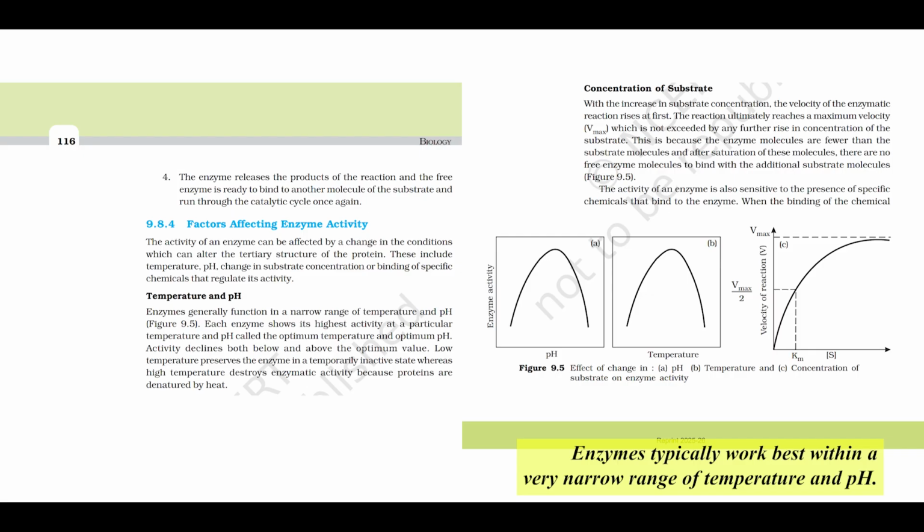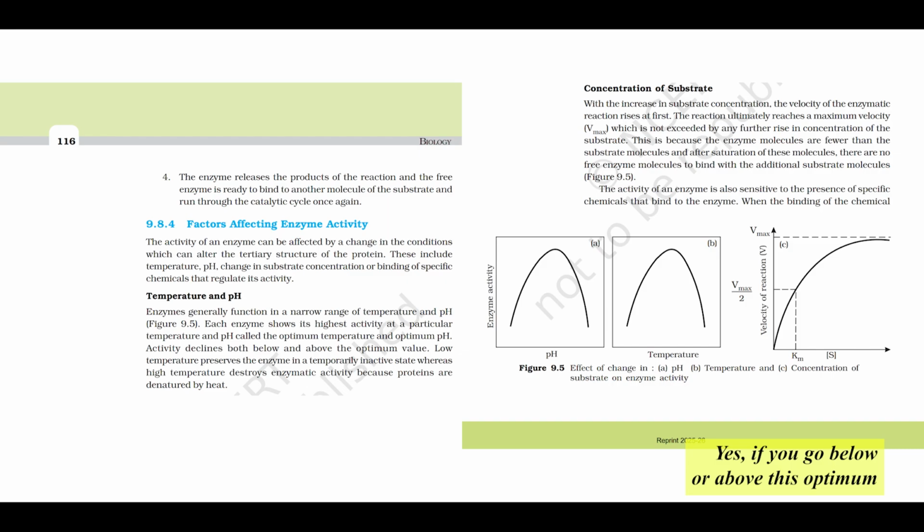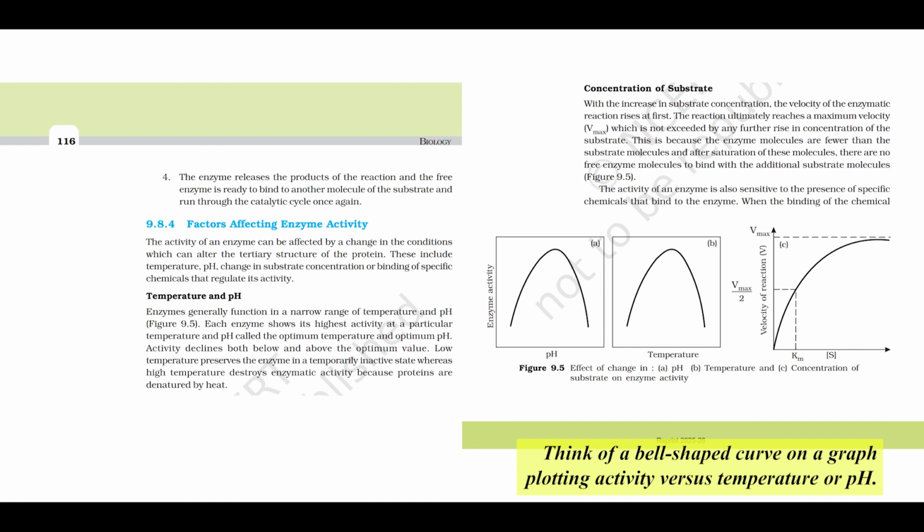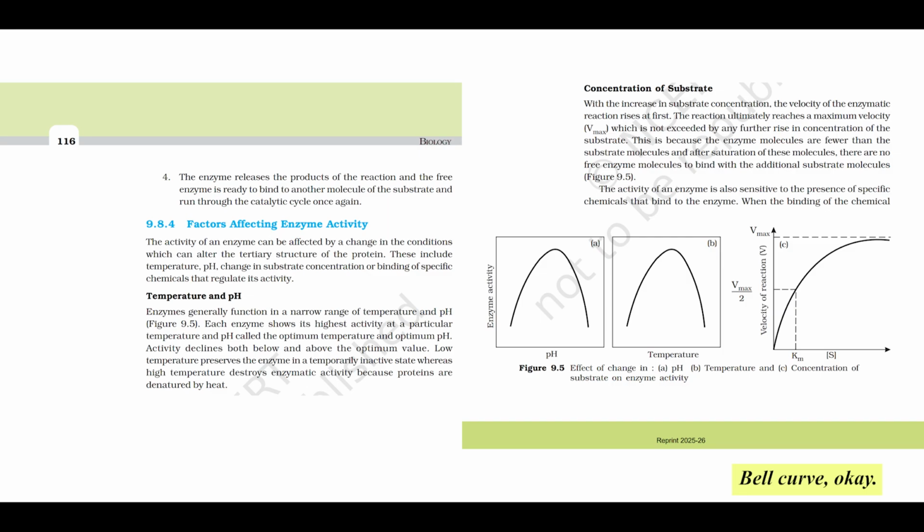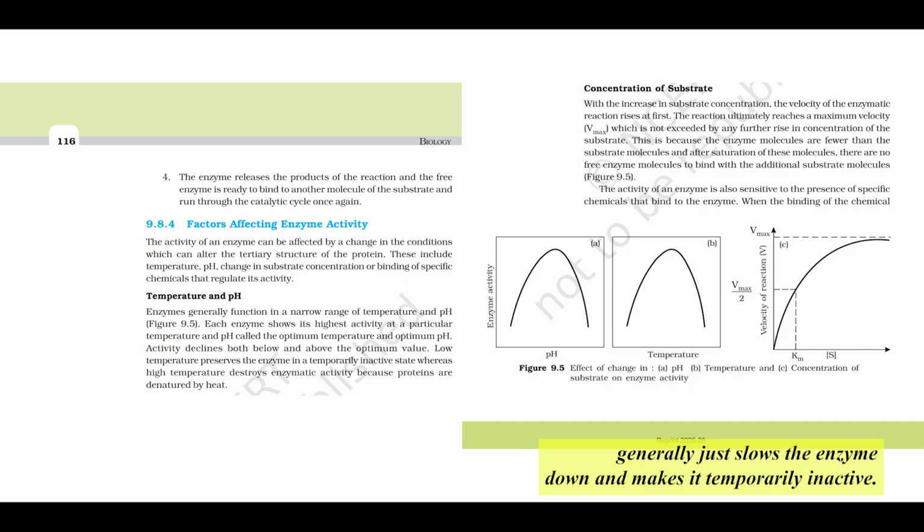Enzymes typically work best within a very narrow range of temperature and pH. There's an optimum temperature and an optimum pH where the enzyme shows its maximum activity. Optimum conditions. Yes. If you go below or above this optimum range, the activity usually declines sharply. Think of a bell-shaped curve on a graph plotting activity versus temperature or pH. Bell curve, okay. Now, low temperature, like refrigeration or freezing, generally just slows the enzyme down and makes it temporarily inactive. Its structure isn't usually permanently damaged. If you warm it back up to the optimum, it often regains activity. Low temp, inactive, but recoverable.